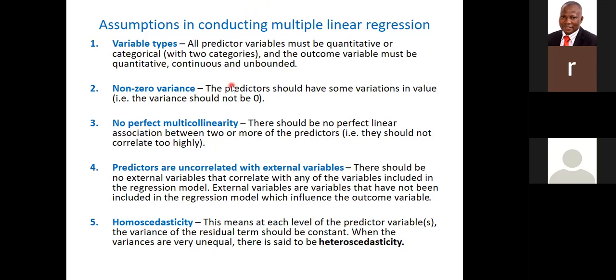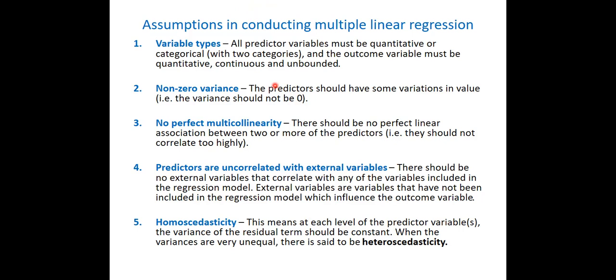Variable type. All predictor variables must be quantitative or categorical with 2 categories. And the outcome variable must be quantitative, continuous, and unbounded. You know, when you say unbounded, when you put something on a Likert scale, say 1 to 5, it is not good enough. Even though it's a number, it doesn't mean it's unbounded, because it doesn't give that leeway, decimals, all those. It has a limit, it's bounded.